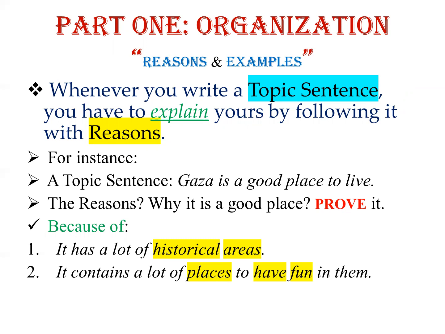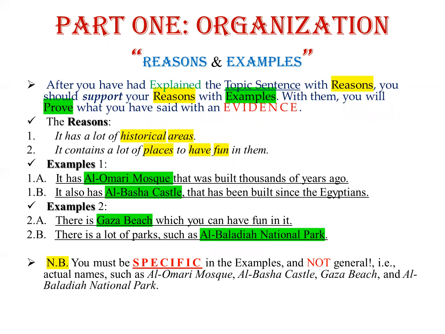So whenever you write a topic sentence, you have to prove it. How do you prove it? By writing reasons. Then you have to support these reasons by giving examples. The reasons alone are not enough. After you have explained the topic sentence with reasons, you should support your reasons with examples. With them, you will prove what you have said with evidence. As I just said, you explain the topic sentence with the reasons. After that, you support the reasons with examples.